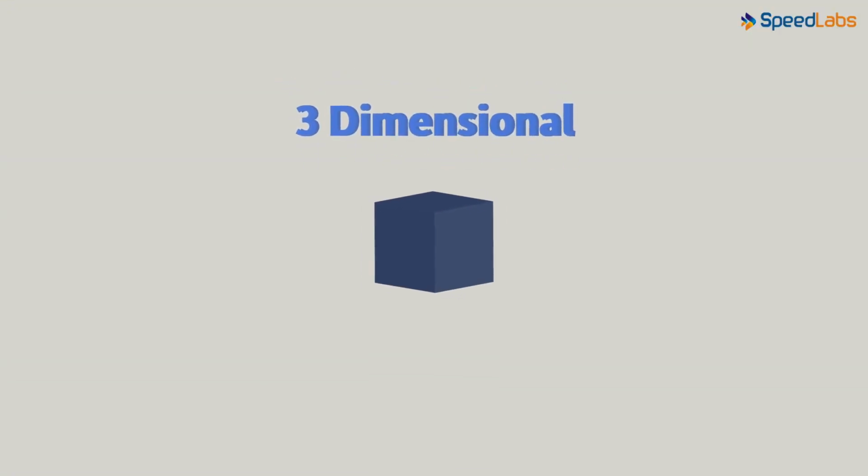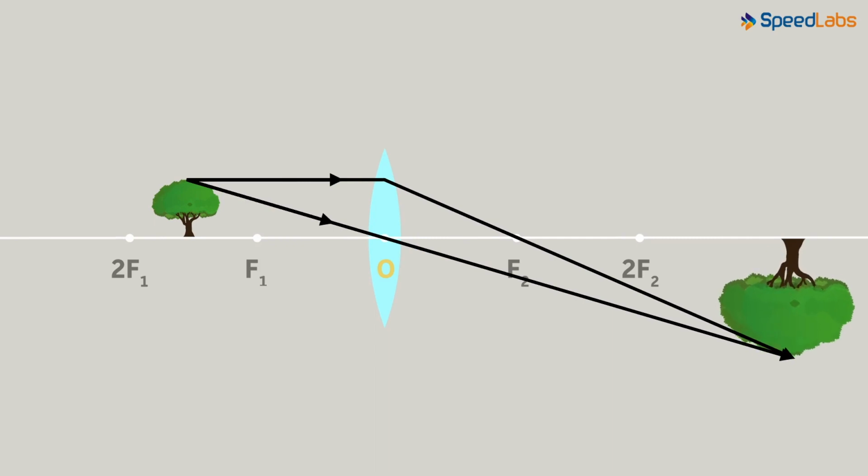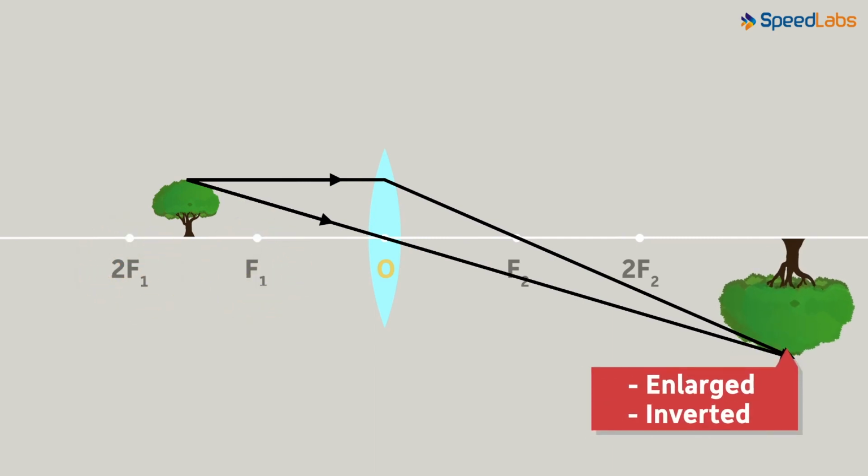Now usually our objects are three-dimensional and not just a single point. Here is one example of how the image of a 3D object looks if the object is between f1 and 2f1. The image is bigger in size and it's inverted. This image is in fact a real image as it's inverted. Also, it's formed beyond 2f2 on the other side of the lens.